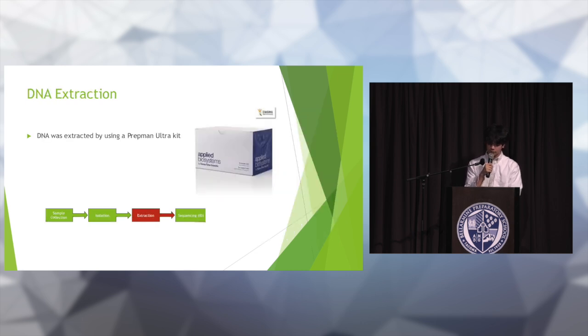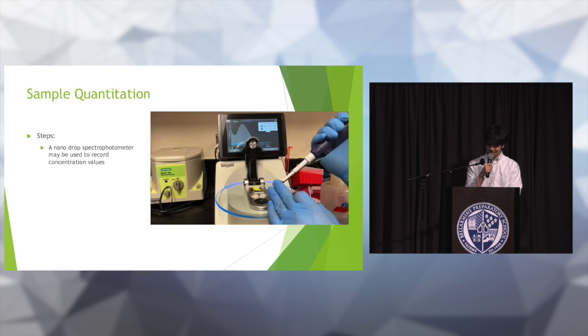Afterwards, DNA is extracted with the use of a kit called PrepMan Ultra. And then afterwards, sample quantitation is sometimes necessary if the equipment is available, but this is for seeing the concentration of each DNA sample and if the DNA is able to be viewed, but it is not necessary for completion of the protocol.